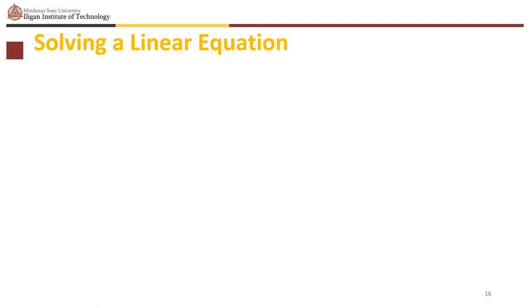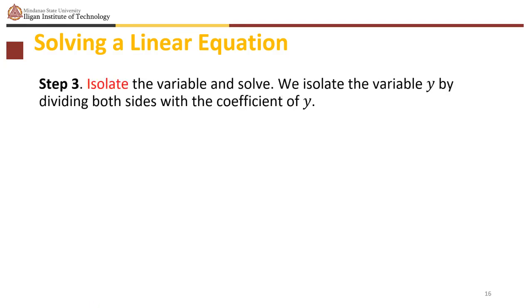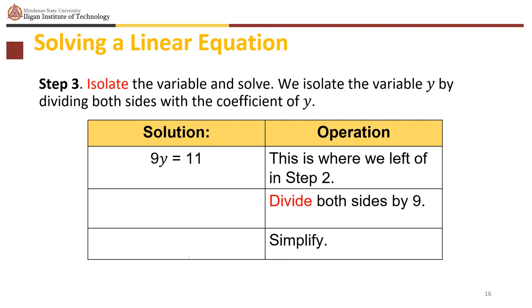And for the next step, we isolate the variable and solve for the coefficient of y. So 9y equals 11. Divide both sides by 9 and come up with 9y over 9 equals 11 over 9, or simply y equals 11 over 9.